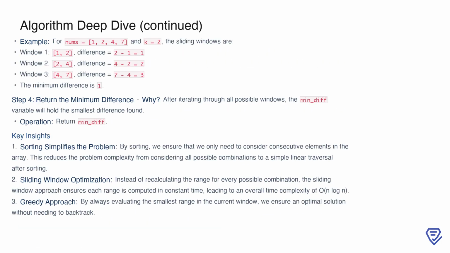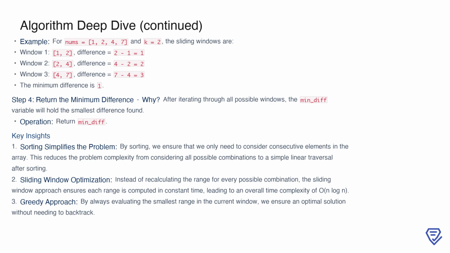For example, let's consider nums equals 1, 2, 4, 7, and k equals 2. The sliding windows here are groups of 2 consecutive elements. In the first window, 1, 2, the difference is 2 - 1 equals 1. The second window, 2, 4, has a difference of 4 - 2 equals 2. In the third window, 4, 7, the difference is 7 - 4 equals 3. Among these, the smallest difference is 1.